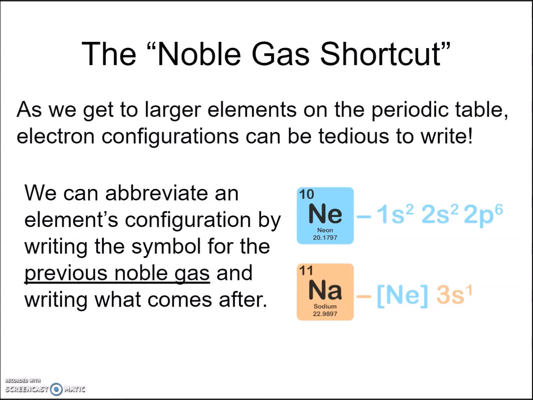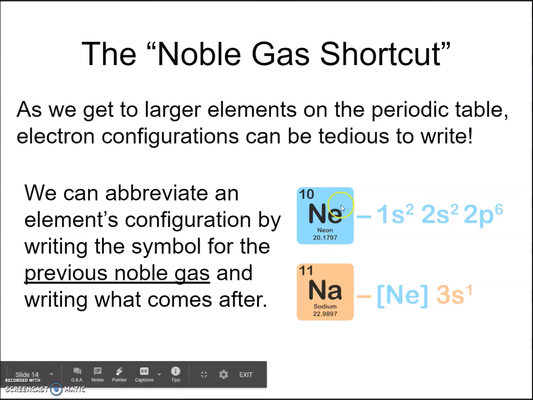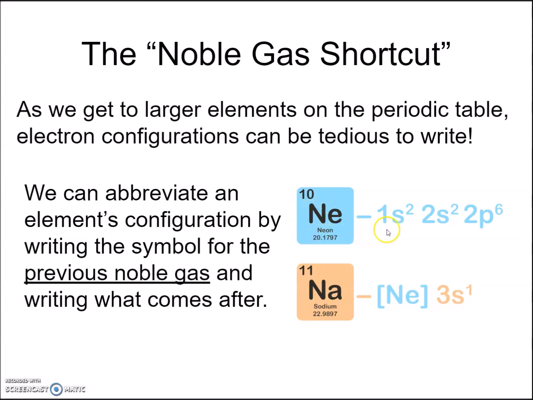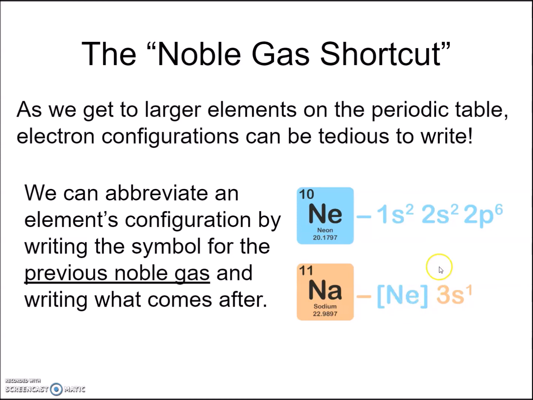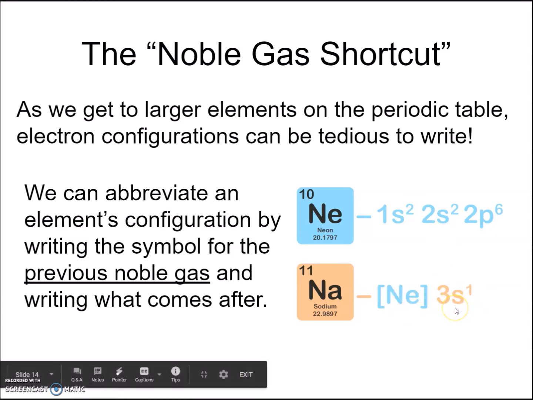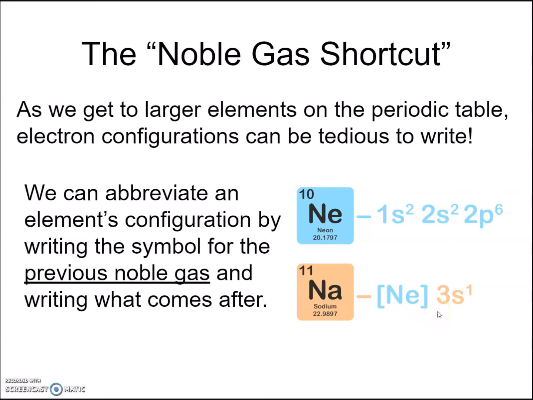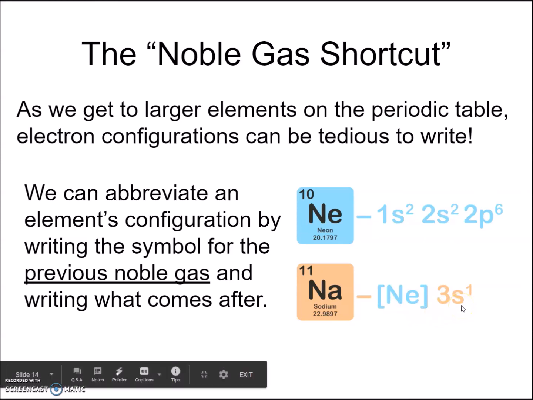The noble gas that precedes sodium on the periodic table is neon. Neon is element number 10. Neon's config, if you were to write it all out, would be 1s2, 2s2, 2p6. So that would be the 10 electrons of neon. Well, suppose we want to write sodium's configuration just a little bit shorter than usual. Instead of writing out 1s2, 2s2, 2p6, 3s1, you could just put neon's symbol in brackets and then what comes after it, 3s1. So it's like neon's configuration, which I don't want to write out, and then what follows, 3s1.